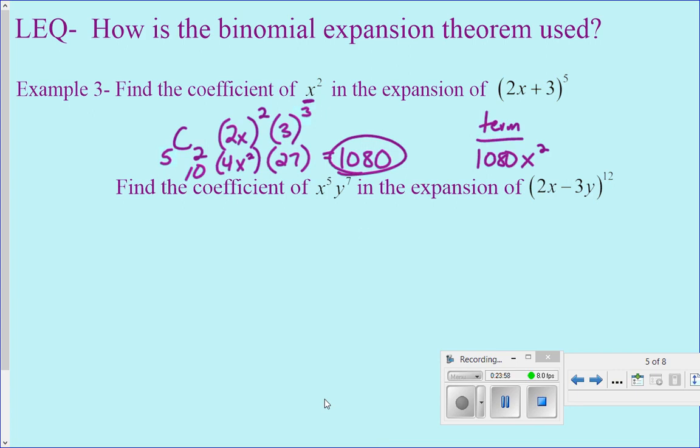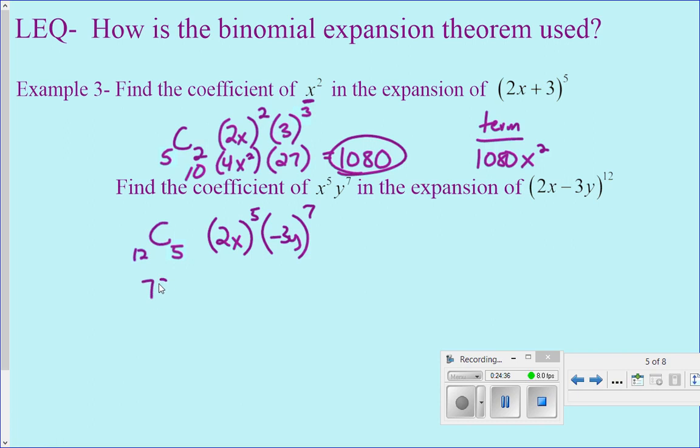Okay, once again, we did not get time to go over this last one in class, but take a moment, pause the video and try it, and then play to check your answers. So this time, x to the fifth, y to the seventh tells me the 2x quantity is to the fifth, and the negative 3y is to the seventh, and they should total 12, which they do. And then my n and r, well, it's going to be 12. And then 5 or 7, it doesn't matter which you choose. So I'm going to go ahead and figure out what 12C5 is.